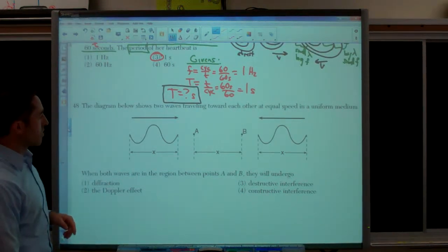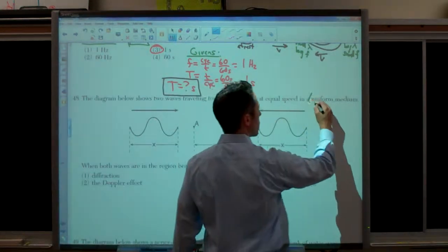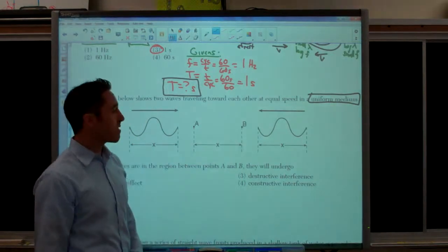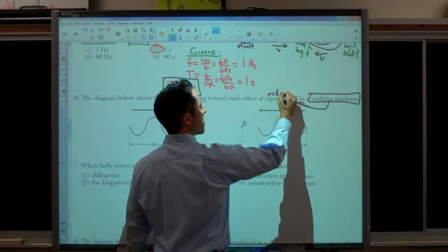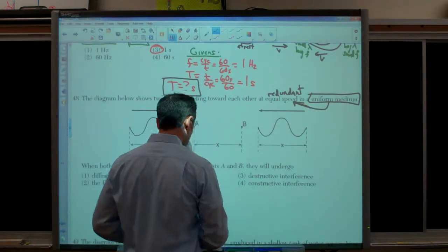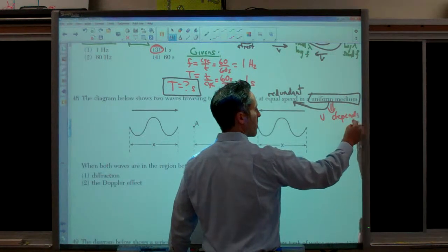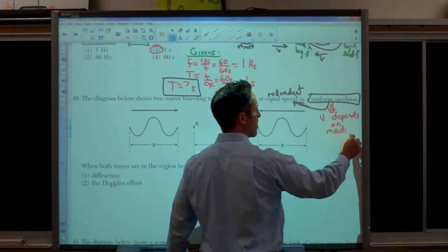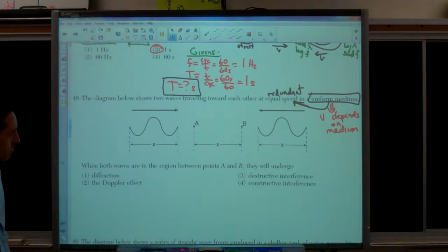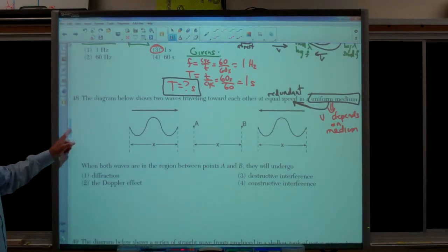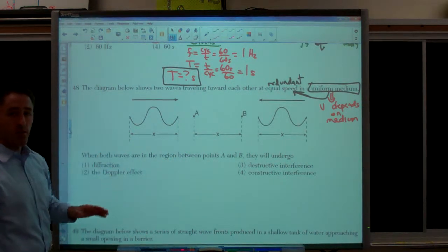All right, the diagram below shows 2 waves traveling toward each other. Now, they say in a uniform medium. Speed depends on medium. So they didn't even need to say this. This is redundant. Because by now we should be knowing that speed depends on the medium. So, they gave it to you twice. That's good. When both waves are in the region between points A and B, they will undergo. Well, you don't even need to know the details of what's happening there. You need to know the definition.